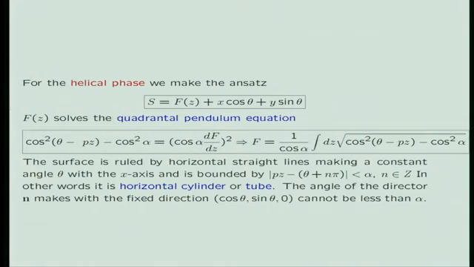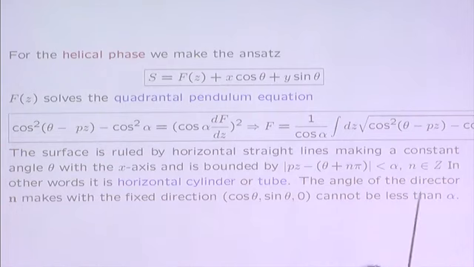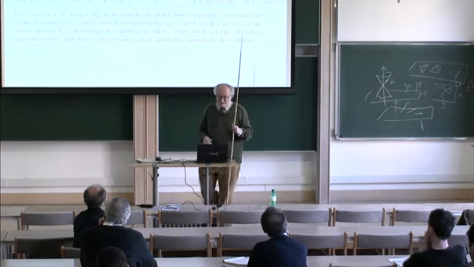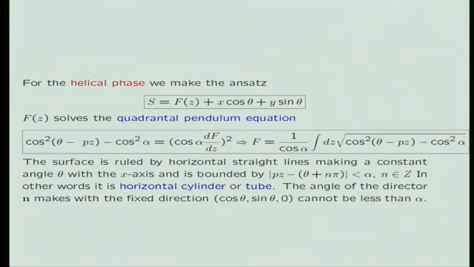For the helical phase, you can also find the shape of droplets, and you just substitute in. And the point about the Hamilton-Jacobi equation is you try to separate variables in an additive fashion, and if you push it through, you find that f of z comes up. Perhaps not surprisingly, it solves this quadrantal pendulum equation, and this surface is a ruled surface. It has horizontal straight lines, and also it has this constant slope. So one can describe it pretty much straightforwardly.